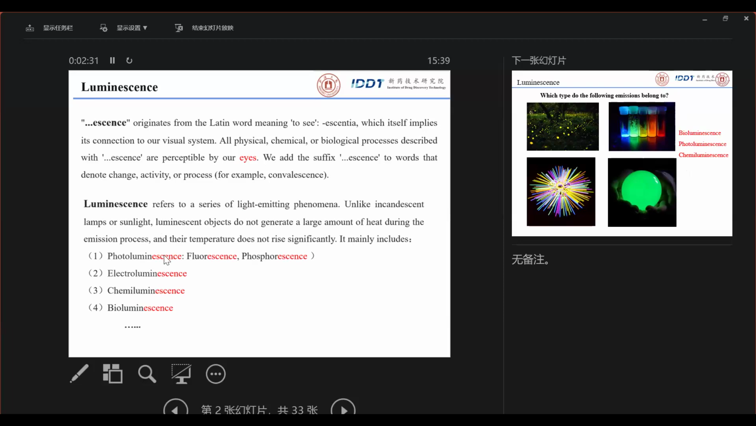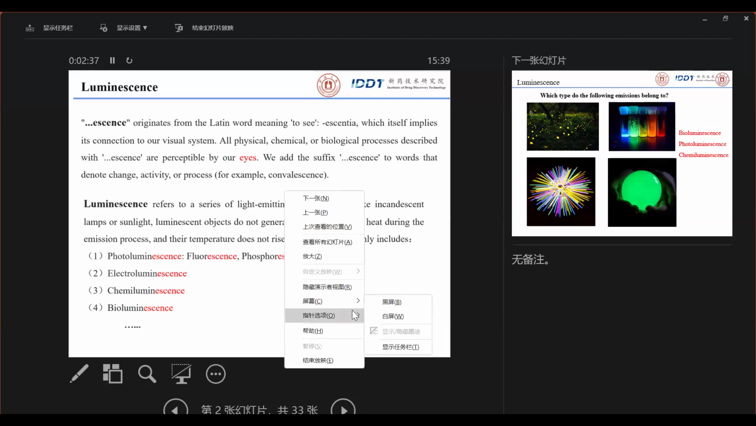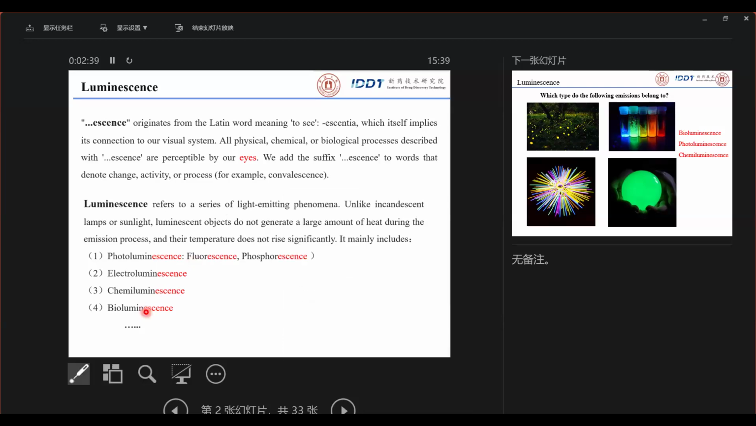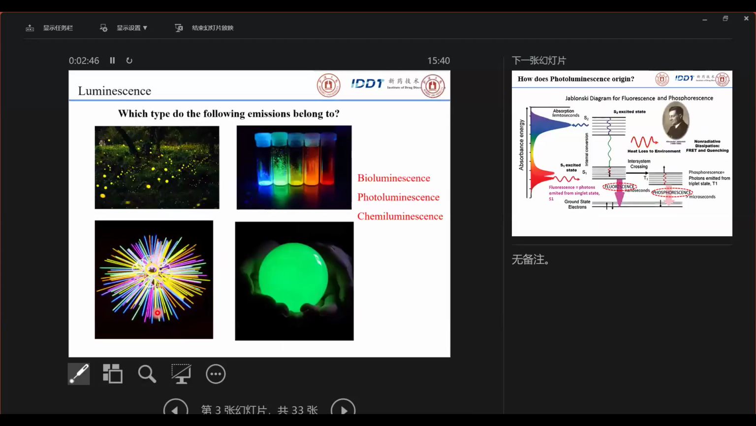Like photoluminescence and fluorescence. For this, I will use this. Okay, electroluminescence, chemiluminescence, and bioluminescence. So what are the differences between them? So let's see a picture.